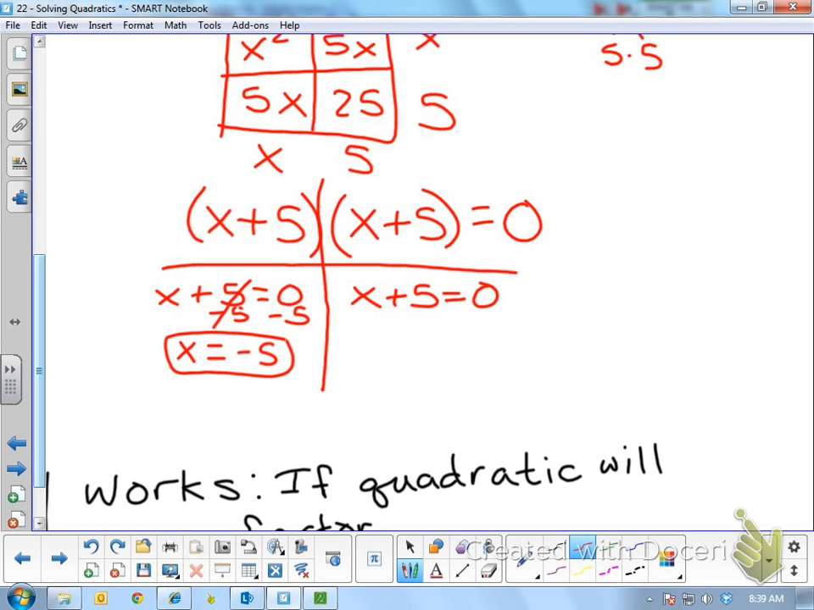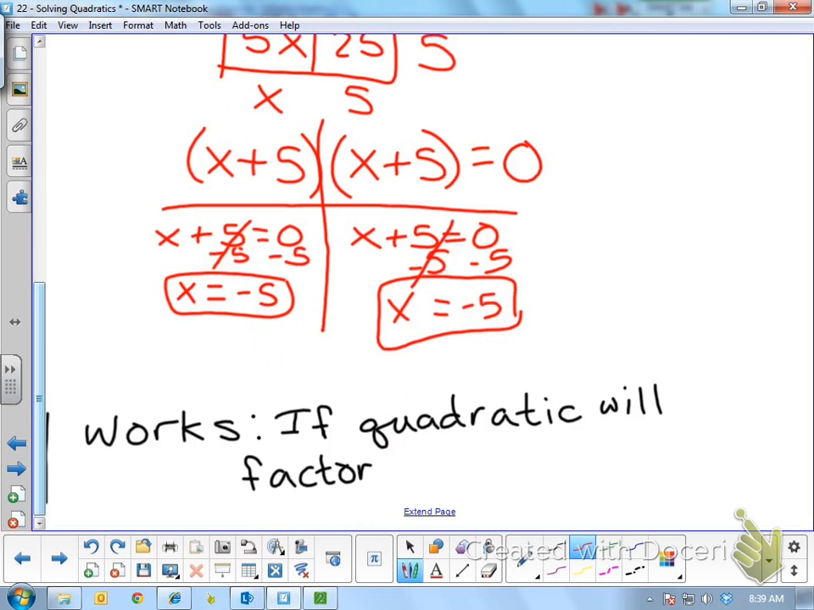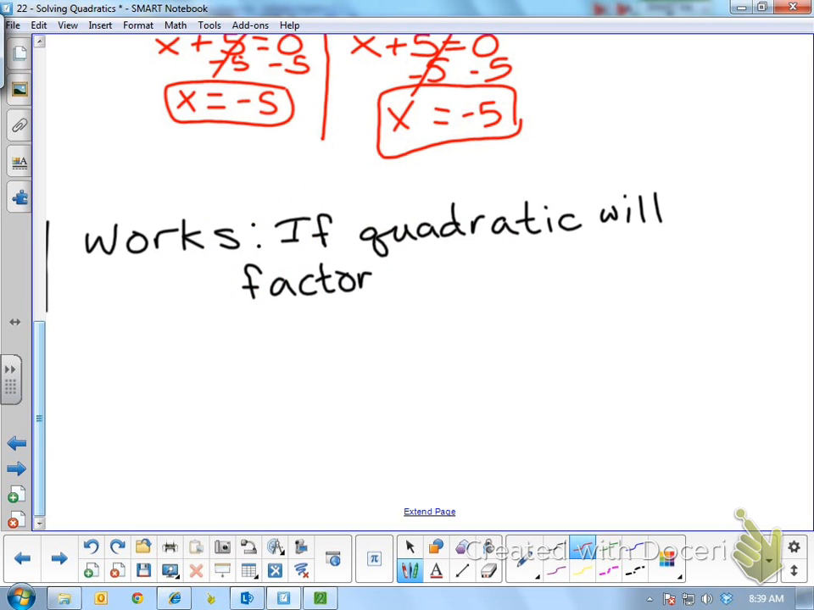-5 again. Now, it won't always be the same. It just happened to be the same because when we factored, we got the same factor. Okay? This will only work if the quadratic will factor. If you go through and you cannot find any numbers that multiply to be what you got when you did first times last, and add to be the middle, then it is possible for it to fail.